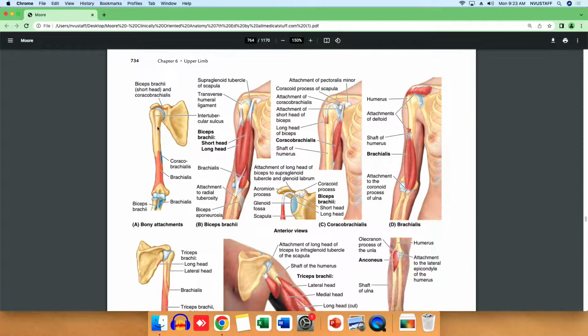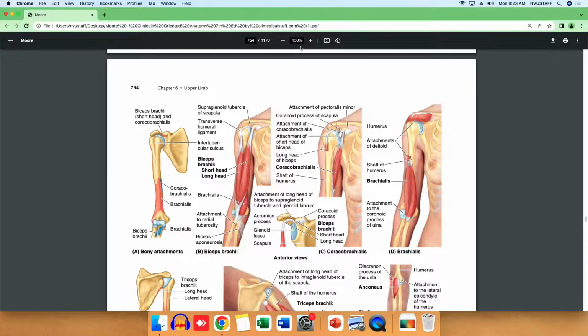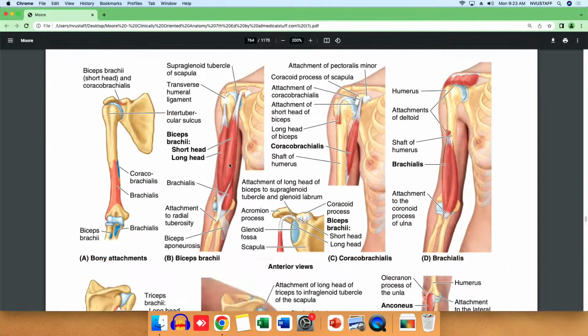So bony attachment, as always. Here we do have picture A. It is represented by the scapula, as you can see, and you can see here that we still have part of the coracoid process, the part of the humerus, and mainly the distal half of the humerus representing the attachment of that muscle. So starting with the first one, which I told you, the anterior most, known as biceps brachii.